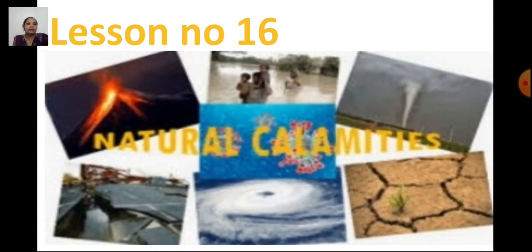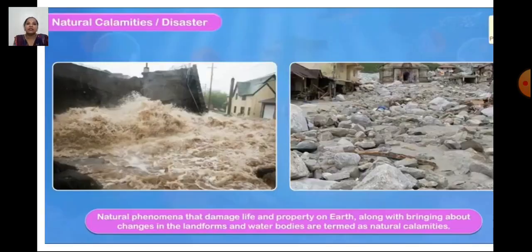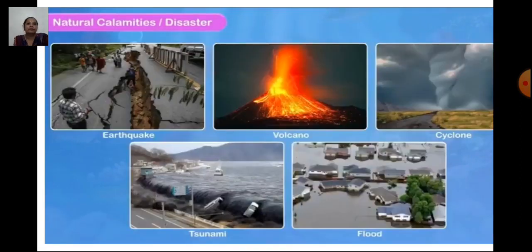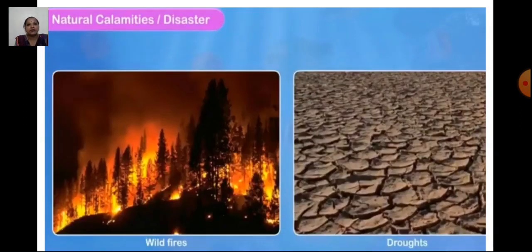Children, in this lesson we are going to discuss in detail various natural calamities. The natural phenomena that damage life and property on earth, along with bringing about changes in the landforms and water bodies, are termed natural calamities. There are several natural calamities. Sometimes natural calamities are also caused due to drastic climatic and weather changes. Earthquake, volcano, cyclone, tsunami, flood, famine, drought, wildfires, etc. are the natural calamities. Today we are going to discuss in detail various natural calamities.